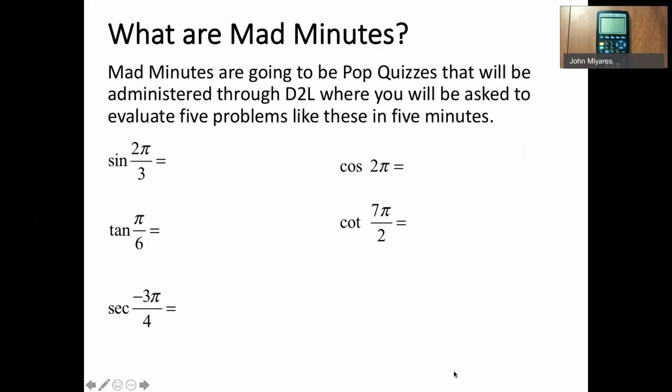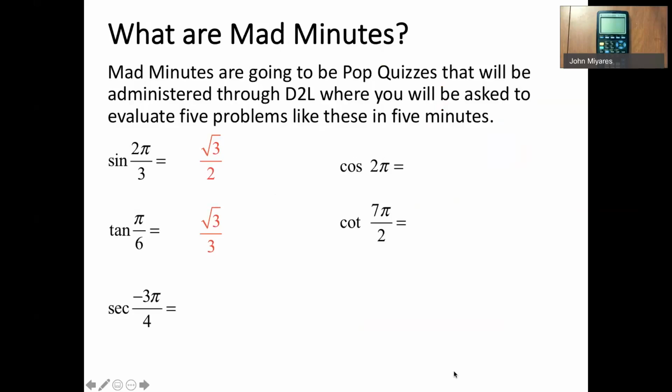All right, here are the answers. The sine of 2 pi over 3. We have a reference angle of pi over 3, or 60 degrees, and it's in quadrant 2, which is positive. So that's going to come out to be square root of 3 over 2. Pi over 6 is in quadrant 1, and the reference angle is 30 degrees, or pi over 6. So the tangent of 30, knowing from our table or our reference angle, is going to be root 3 over 3.